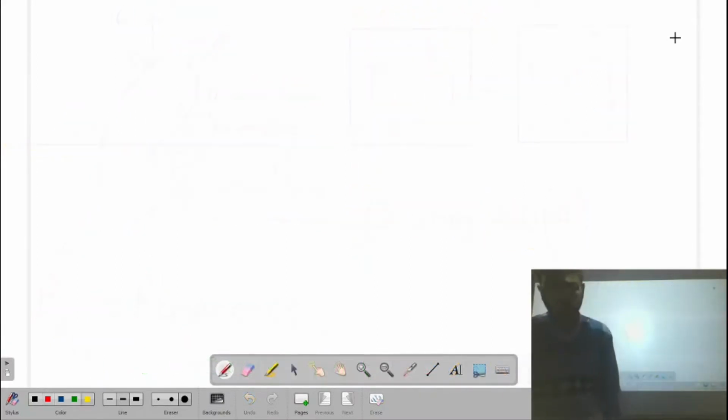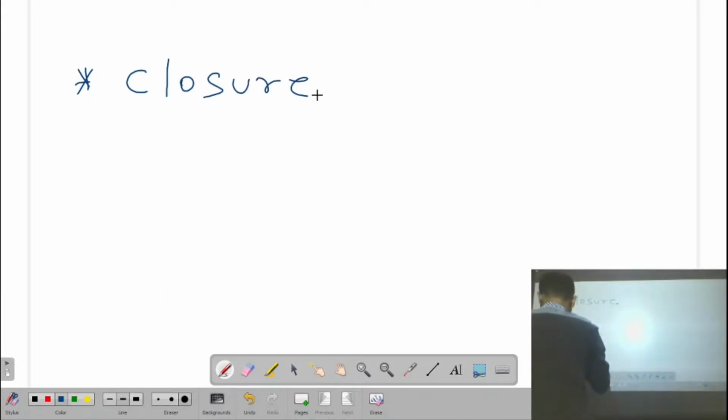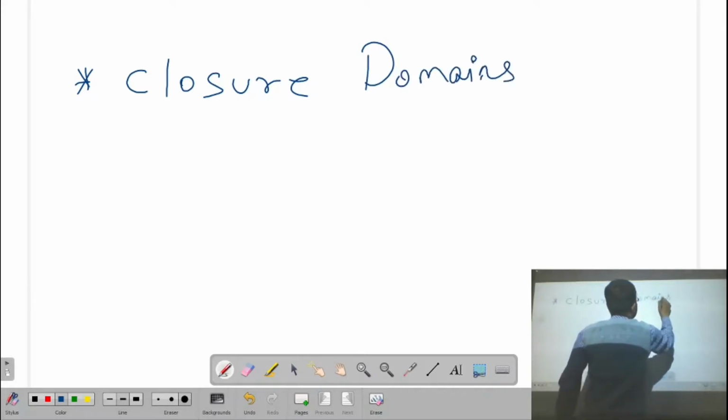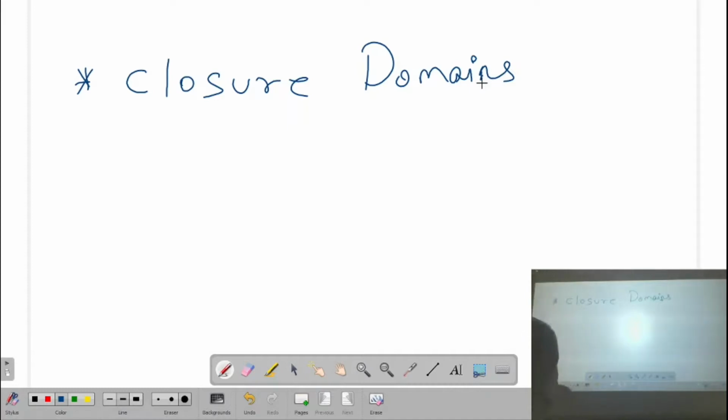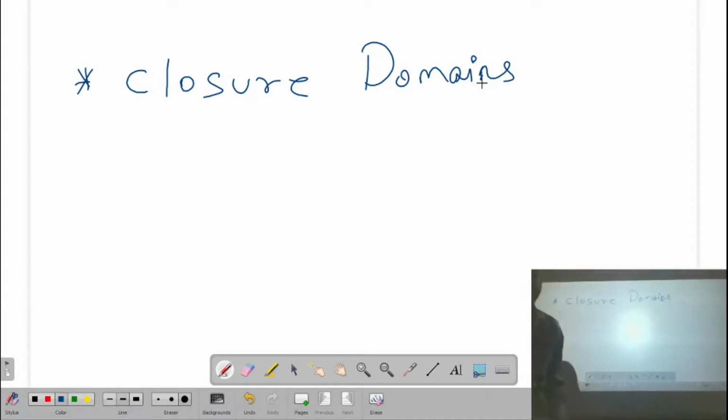Further, the next topic is closure domains. It's a very small topic, but let us understand what closure domains are and how they are formed. As I have discussed, the domain formation will have a very complex structure. But let us take one of the simplest ones to understand it.